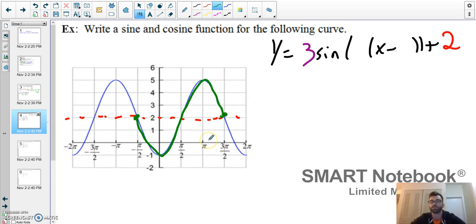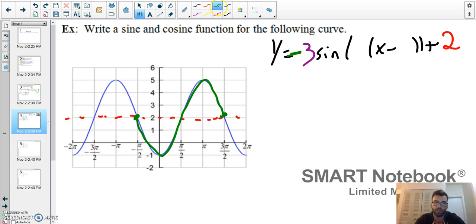Right there. Okay. Well, if you'll notice, usually sine goes midline, max, midline. This one goes midline, min, midline, which means I'm going to have a negative. Let's just make it green. That's going to be a negative 3, because there's that flip or that reflection over the x-axis.